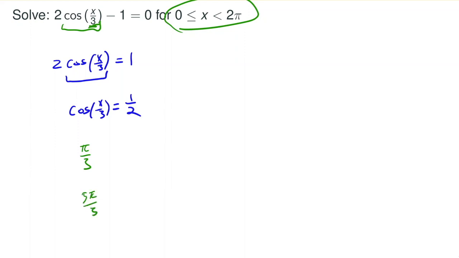Which is pi over 3, cosine of pi over 3, and cosine of, let's see, 5 pi over 3. Yeah, 5 pi over 3. It will give us cosine of that angle, half. Okay. So that means that this entire thing, x over 3, must be pi over 3. Or the entire thing x over 3 must be 5 pi over 3. But we're solving for x. So if you want to solve for x here, just multiply 3 on both sides, which gives us x equals pi. And we multiply also 3 here. x equals 5 pi.